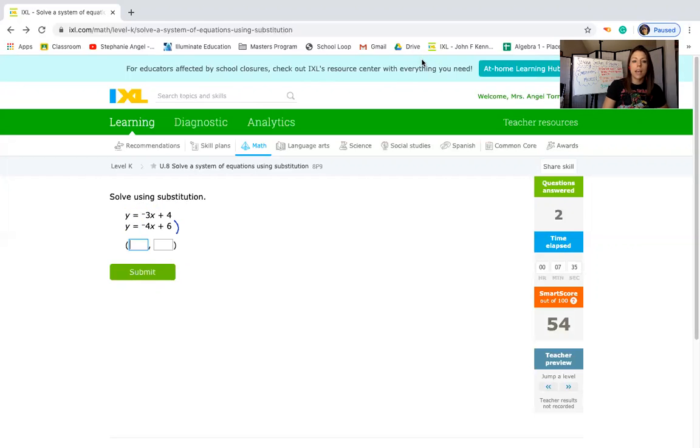Now here's the thing, because they both equal y, they're both going to equal each other one way or another. Either I'm taking negative 4x plus 6 and substituting it for y here, or negative 3x plus 4 and substituting it for y here. Either way, you end up with negative 3x plus 4 equaling negative 4x plus 6.